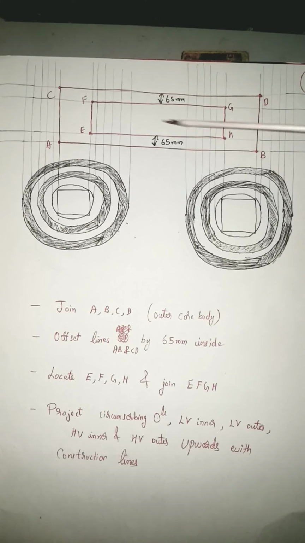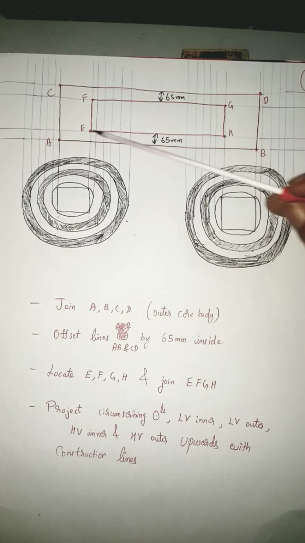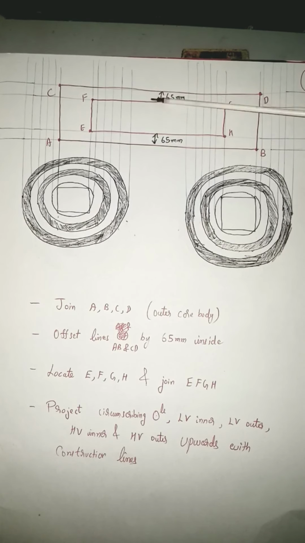In the next part, I'll be joining A, B, C, D. The outer points A, B, C, D, whatever I've got, I'm going to join them. Then I'm going to offset this line CD by a distance of 65 and draw this construction line. Similarly, I'll offset line AB by a distance of 65 and draw another construction line over here, because I know that the height of the yoke is given as 65 mm. In the diagram, this is nothing but the yoke.